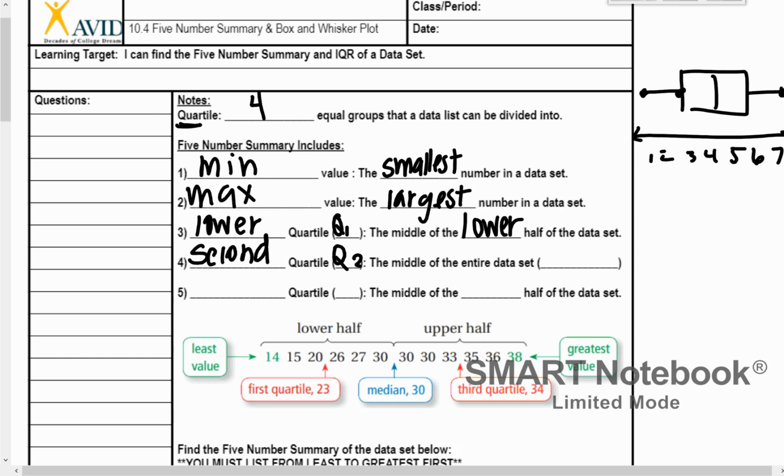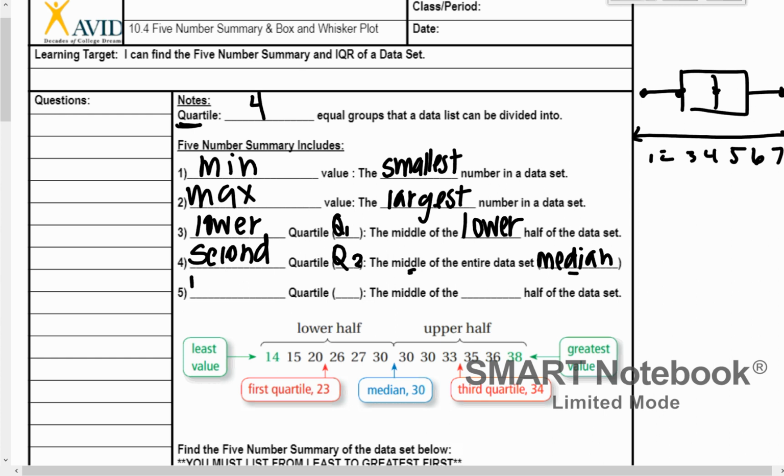So then our second quartile, or our Q2, is the middle of the entire data set. Remember what we call the middle of the entire data set is the median. Remember, middle, median, they both have that D in the middle of the words. We list from least to greatest. We cross off each side until we get to one number in the middle. If we have 2 numbers in the middle, we add them up and divide by 2, or we find what number is right in the middle of those 2 numbers. Hopefully this is starting to come back to you a little bit.